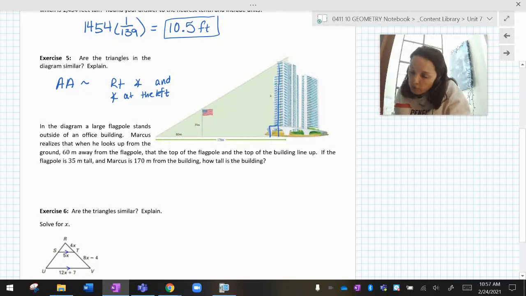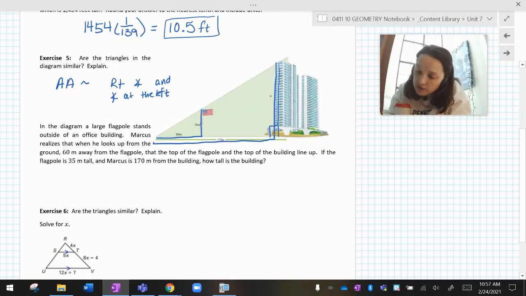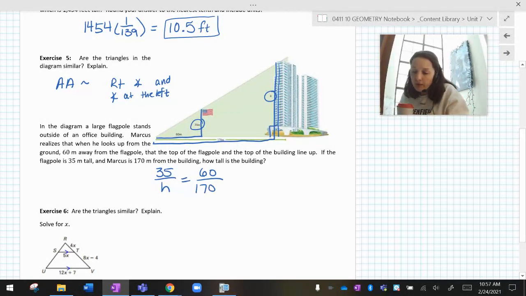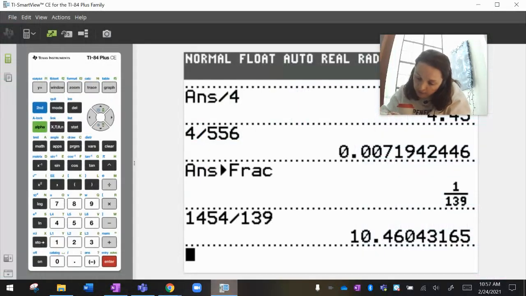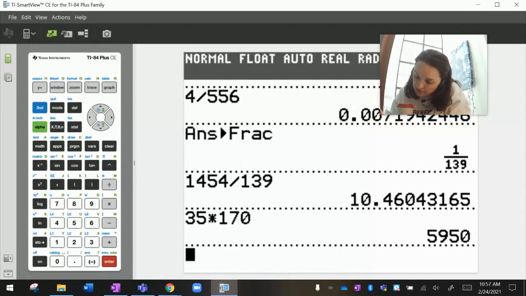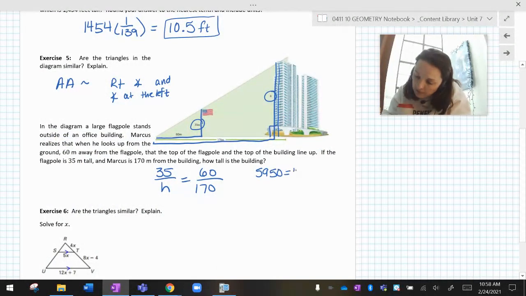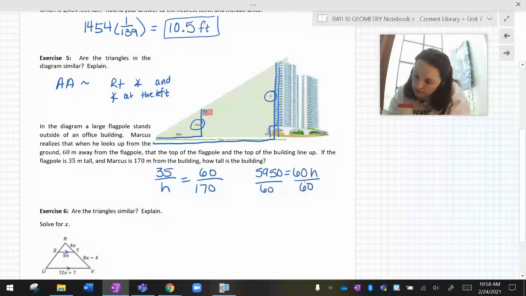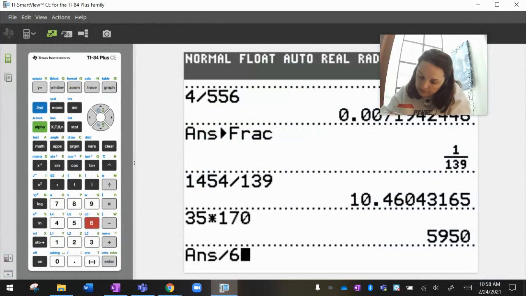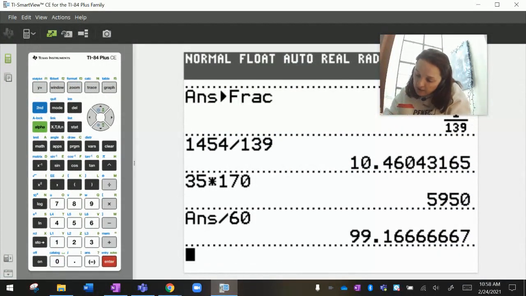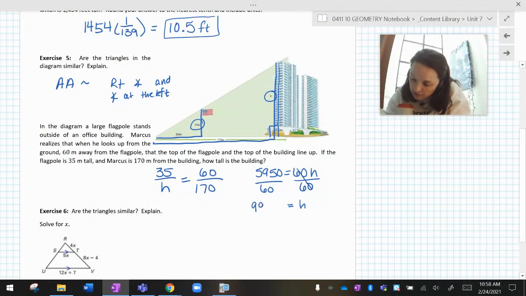Well, let's make some proportions. So in this triangle and in this triangle, I think what I'm going to do is height to height and base to base. So height to height would be 35 to h. Base to base would be 60 to 170. And then I'll cross multiply. So I have 35 times 170 is 5950 equals 60h. Divide by 60. And that is 99.16 repeating. And that's in meters.